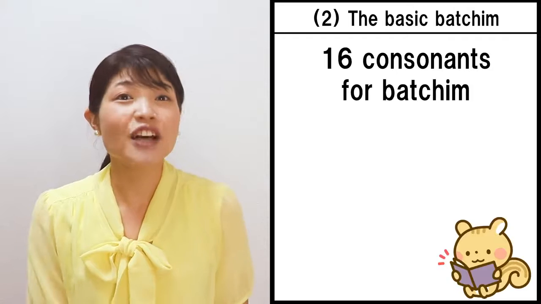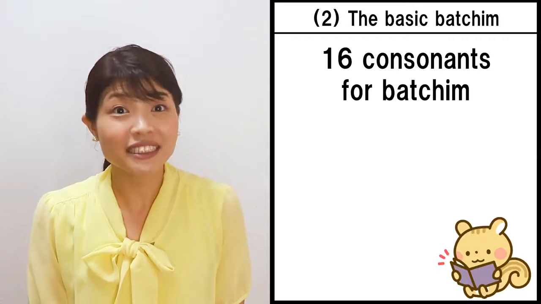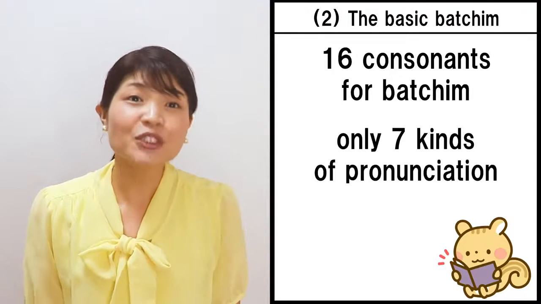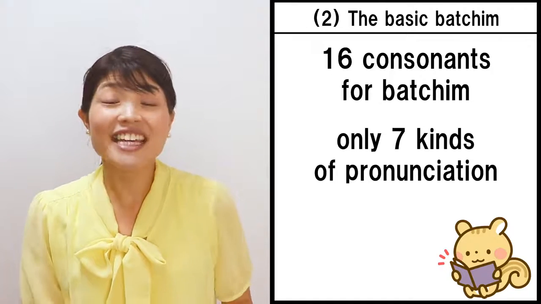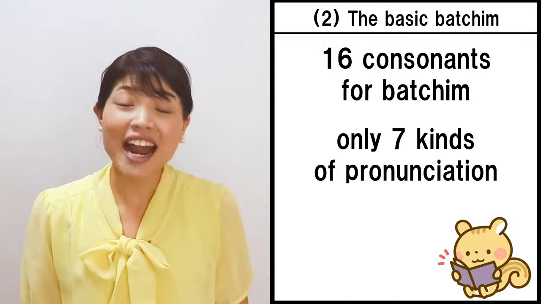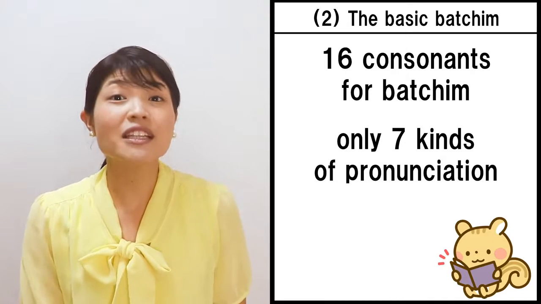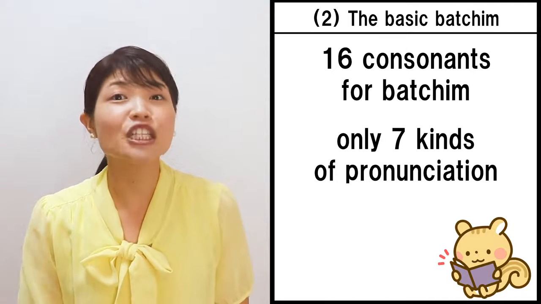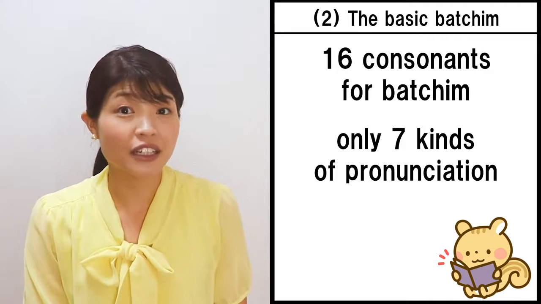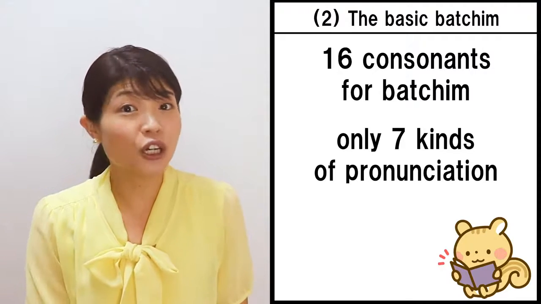There are 16 consonants that are used as Batchim, but there are only 7 kinds of pronunciation. In other words, there are different characters that have the same pronunciation. I will explain the pronunciation of the consonants using the English alphabet here, and it is easier to learn in this way.